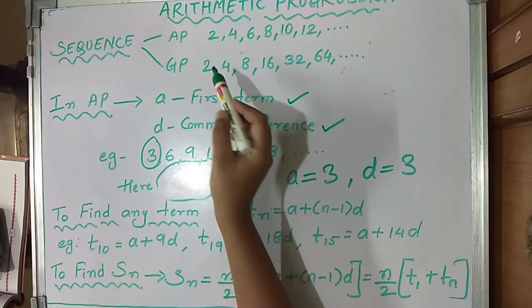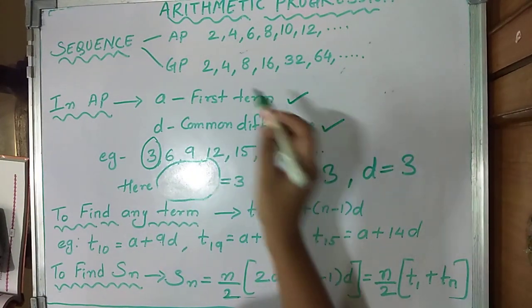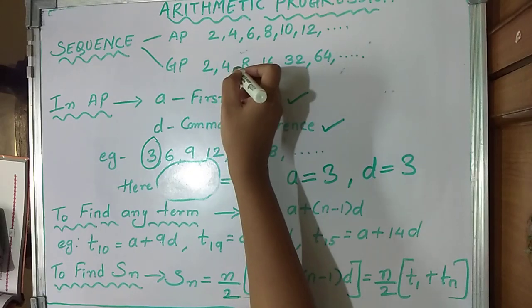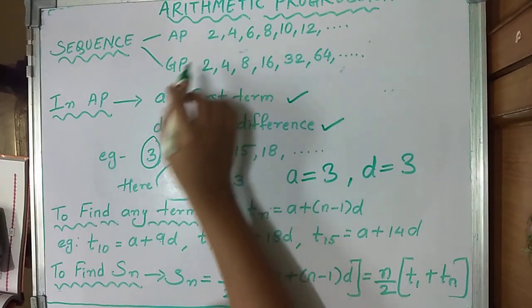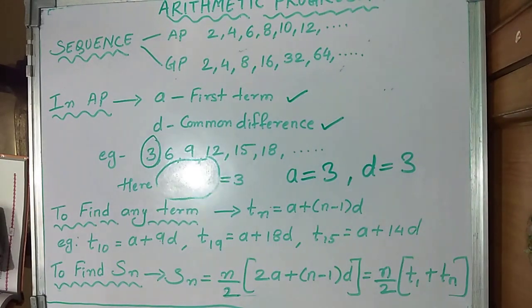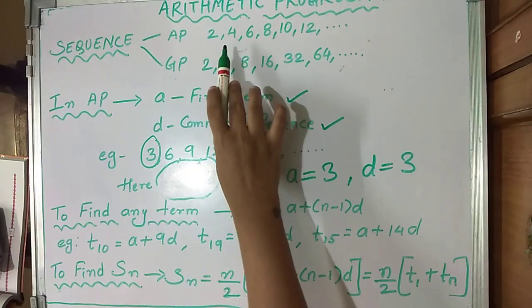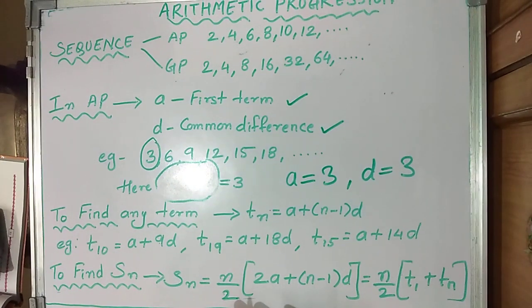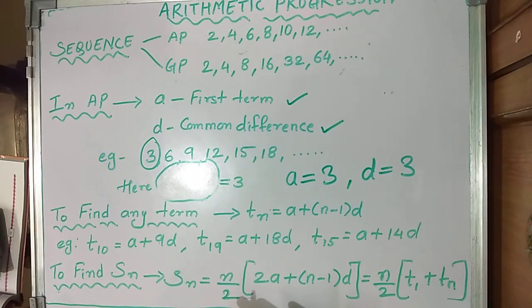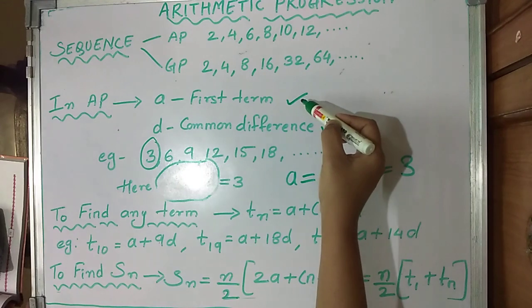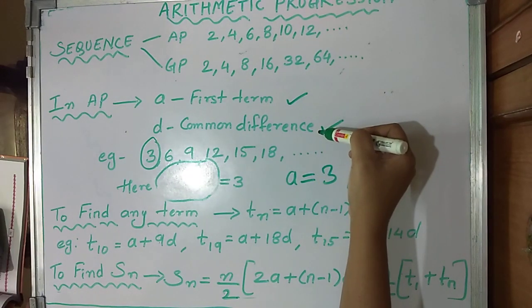Here if you observe, we are multiplying by 2 every time. So whenever you multiply a number to get the next number, such a sequence is called geometric progression. And when you add a number to get the next number, such a sequence is called an arithmetic progression. So in AP, what are the things that we learned? We learned how to find the first term and we learned what is common difference.